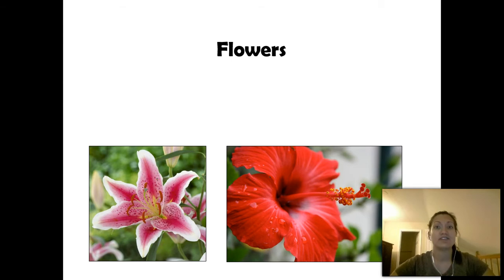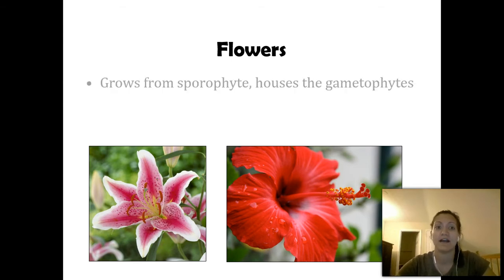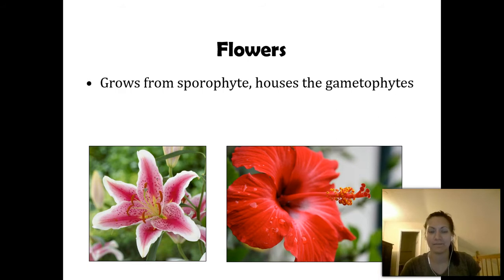So as I mentioned, our angiosperms also have flowers. You have to have a flower if you're going to have a fruit. So the flower is growing from the sporophyte. Remember, the sporophyte on all species except moss, sporophytes are what you see. These are the actual plants that are outside. So the flower is found on that sporophyte, and it's within this flower where those gametophytes can be found.